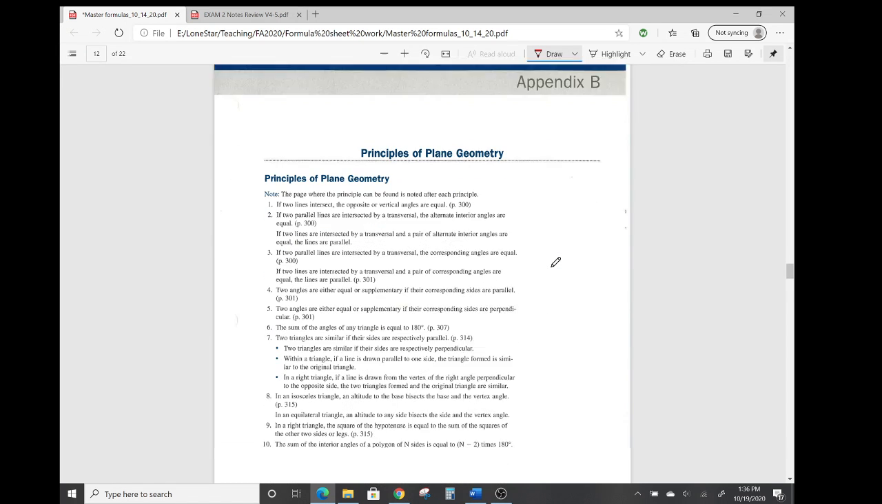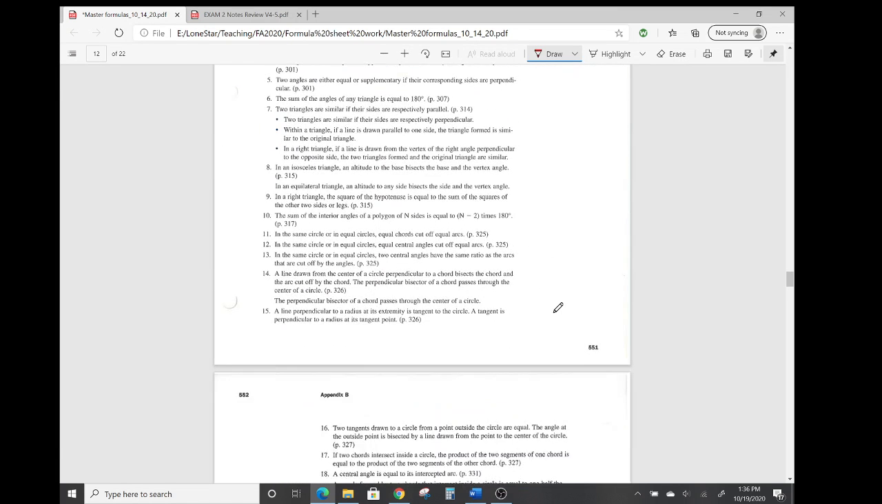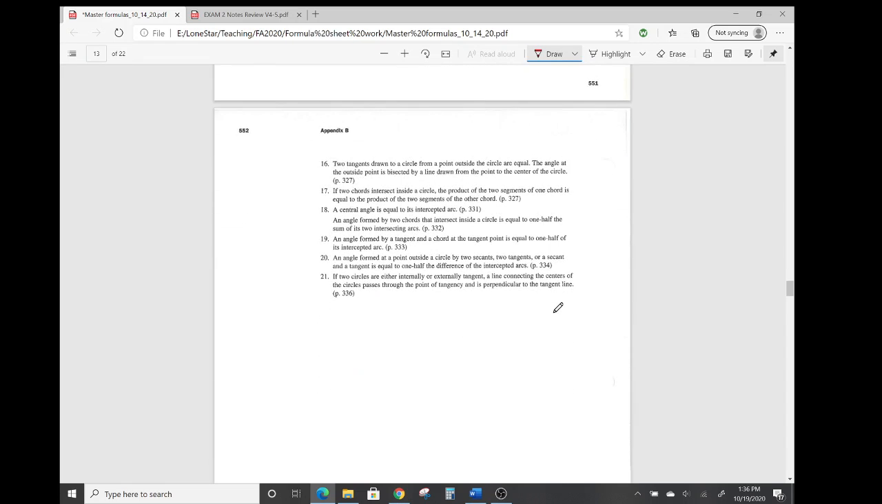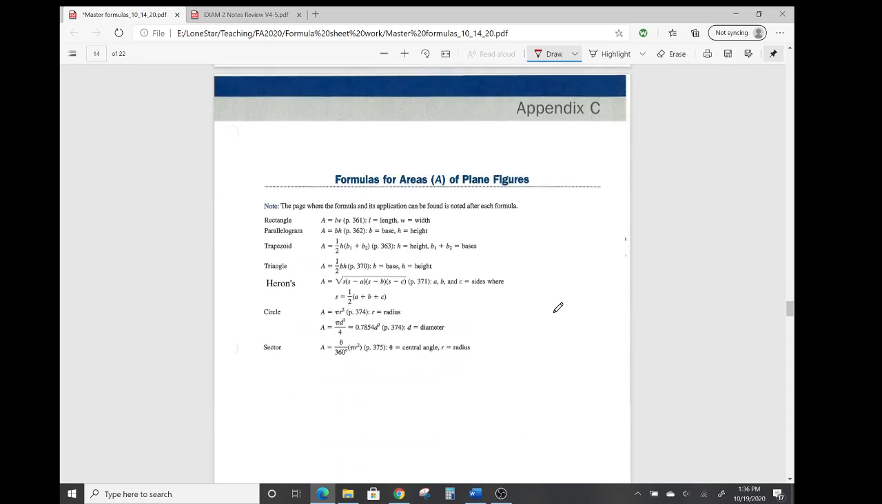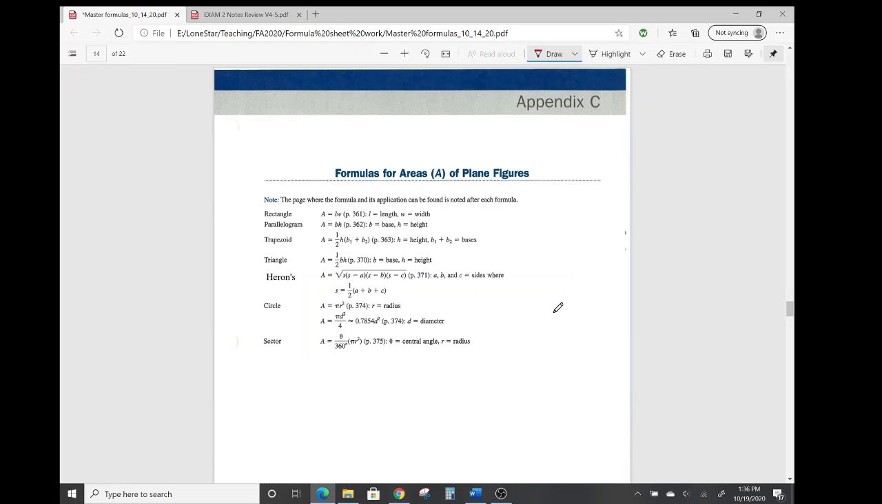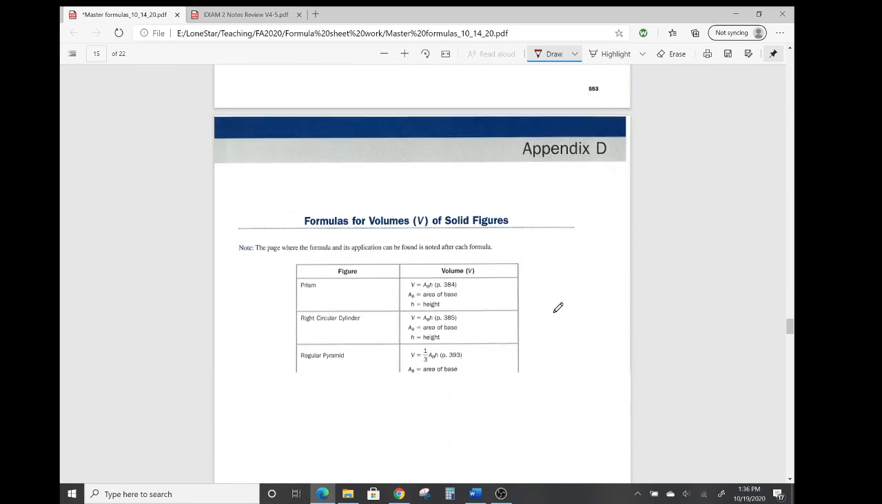All right, so here are your rules of the road. The sum of the angles of any triangle is equal to 180. So you read through all of these. These are your geometric laws, if you will. Okay? And here's your formulas for area. And here are your formulas for volume.